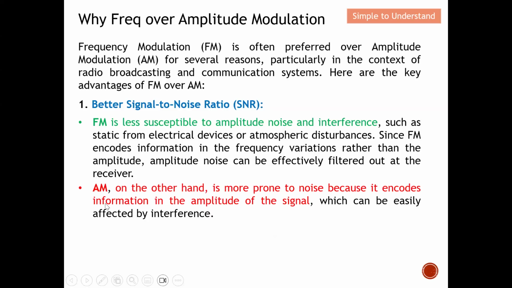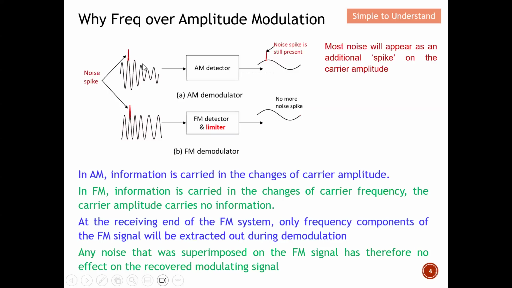While AM, on the other hand, is actually more prone to noise, because it encodes information in the amplitude of the signal, which can be easily affected by interference. Let's take a close look at this. So you can see from here, basically we have the AM demod, we also have the FM demod.